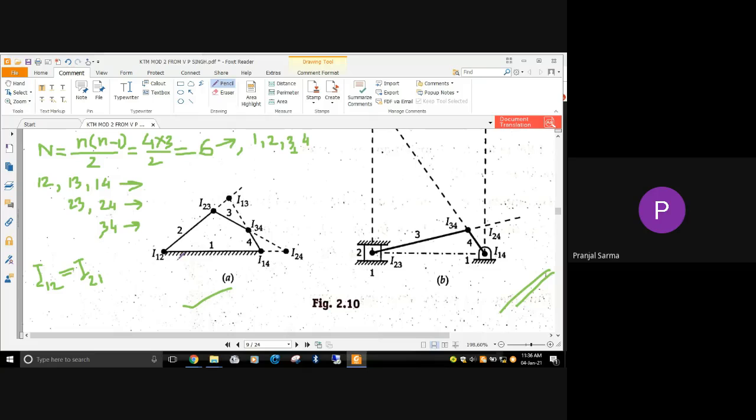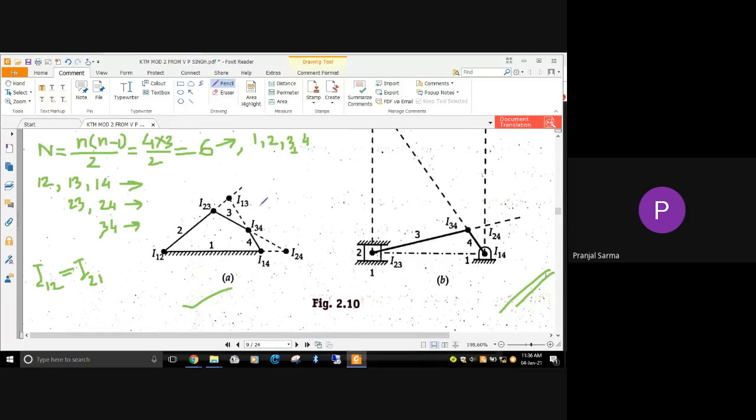Now we must know where they are hiding, where they are located, as if we are playing hide and seek. We now know how many people are hiding, 6 people. Who are the people hiding? That is I12, I13, I14, etc. And now our task is to locate them, where they are hiding.